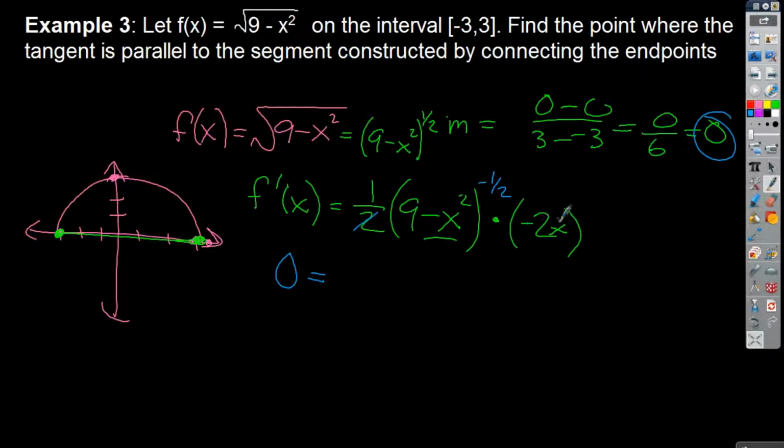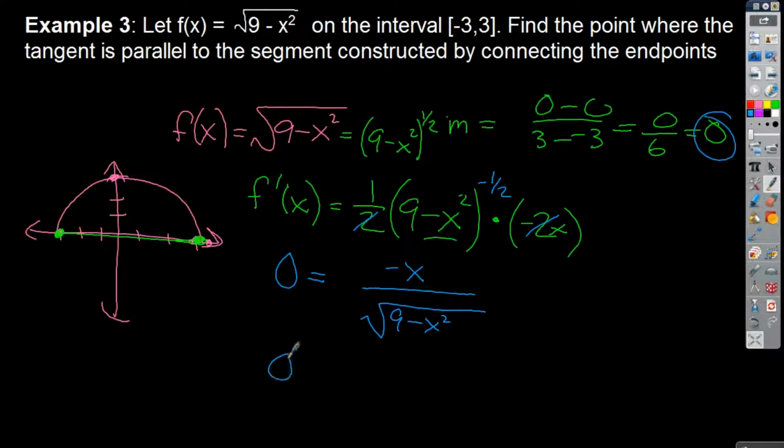So those 2's cancel, and I'm left with negative x over the square root of 9 minus x squared. So I want to find where this slope is 0. Now remember, if I have a fraction like this, all I really have to worry about is when the numerator is 0. Because when the numerator is 0, the whole thing is 0. 0 divided by anything is 0. As long as we make sure that we're defined in the denominator, we'll be okay.